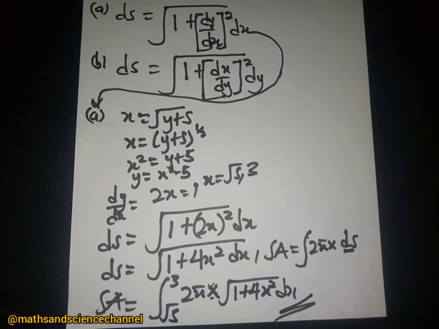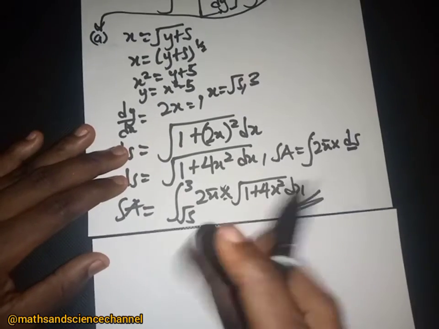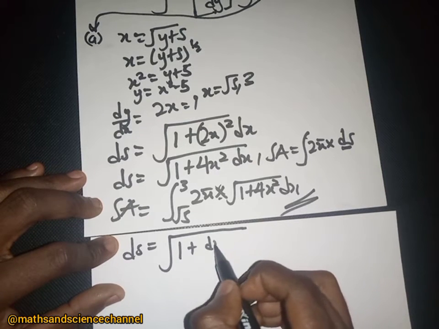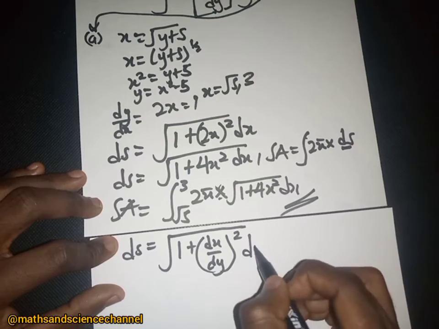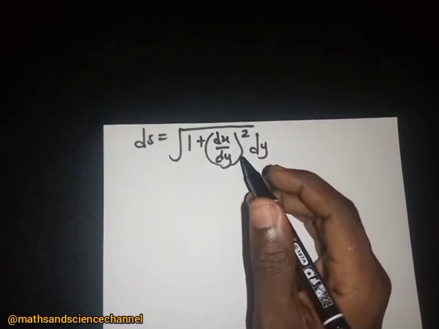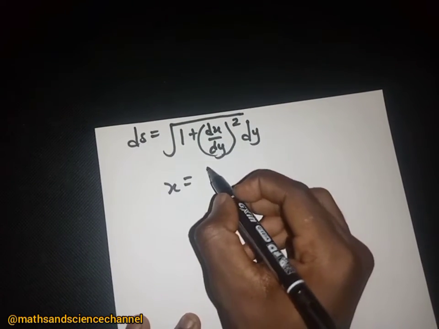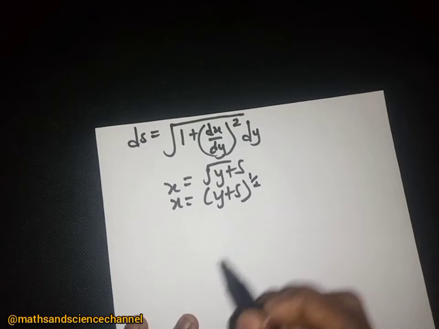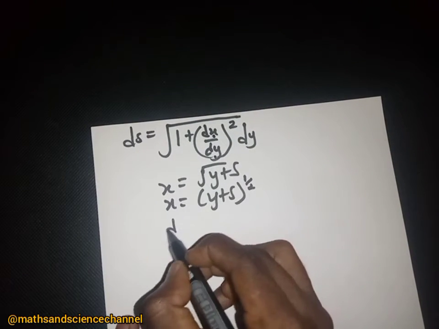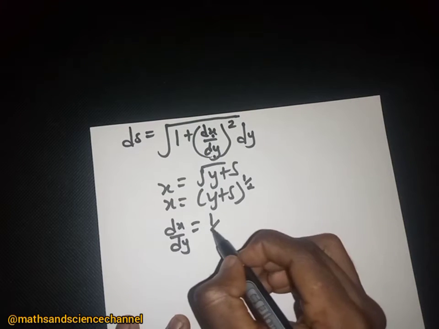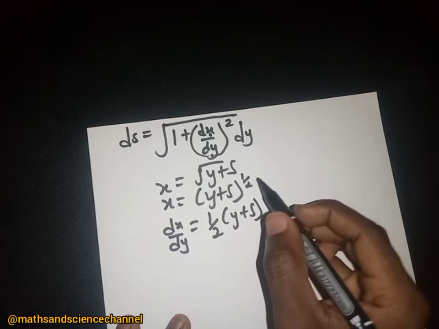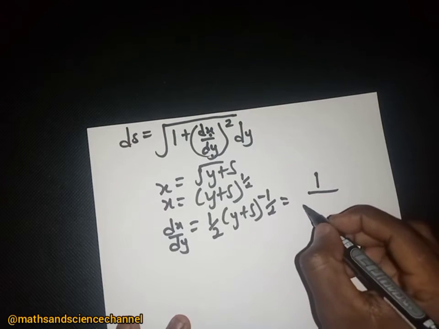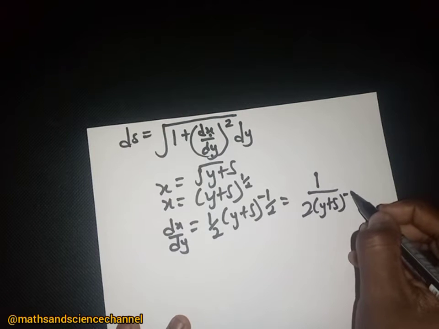Now in the b part we have ds being equal to the square root of 1 plus dx over dy, squared, dy. So that is the b part. We're given x being equal to the square root of y plus 5, and therefore we can write it as y plus 5 to the power of half. So we need dx over dy, which will just give us half. We have 1 over 2, then we subtract 1 from the power, which will be negative 1 over 2. Then this can be written as 1 over 2 times y plus 5 to the power of negative 1 over 2.